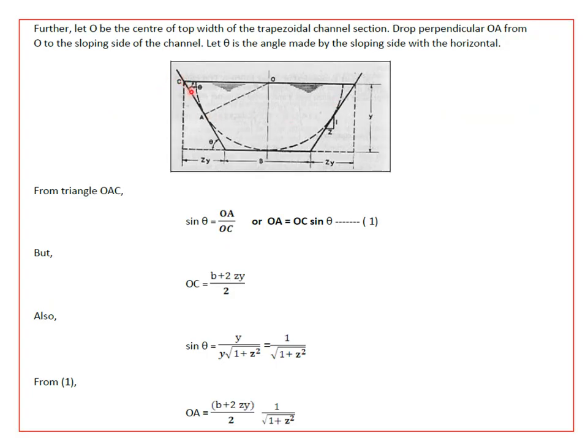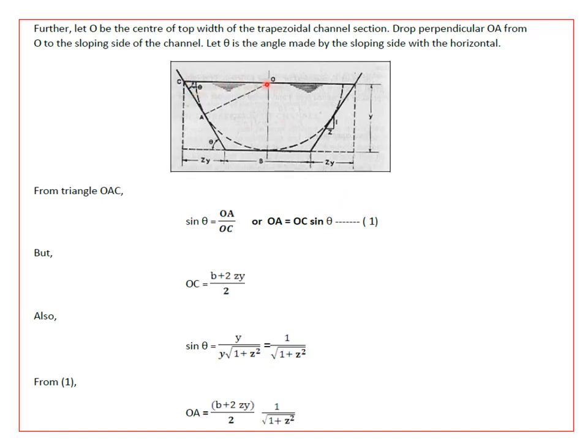Now take a trapezoidal section again. This is the top width. Take the center of the top width, which is O. From the center, drop a perpendicular to one of the sloping sides. Let it be OA. If this angle is theta, this angle is also theta. Let theta be the angle made by the sloping side with respect to the horizontal. Now taking the triangle OAC, we have sine theta as OA by OC. Therefore OA should be equal to OC sine theta, which is equation 1.